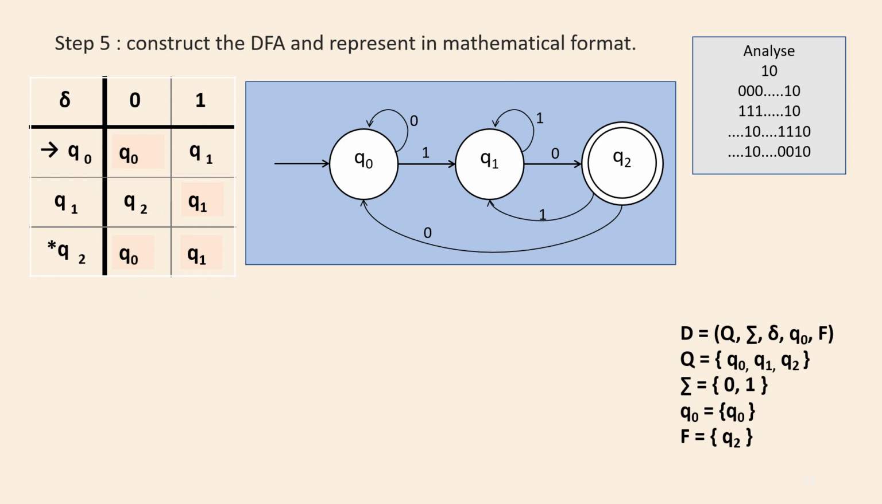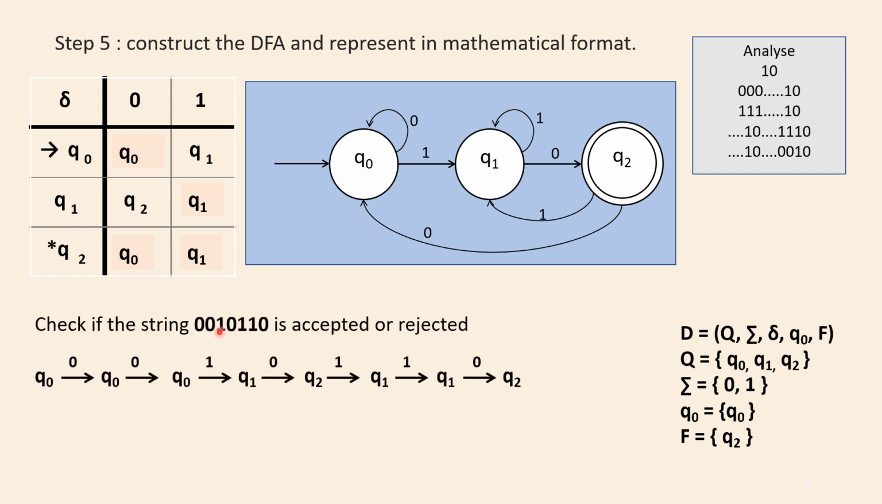Now let us take an example here to check whether the string 0010110 is accepted or rejected. It is ending with 10, therefore it is supposed to be accepted because we know that 10 ends in the final state. So Q0 on the first 0 loops to itself, and again Q0 on the second 0 loops to itself. When Q0 receives 1, it moves to state Q1. Now Q1, when it receives 0, moves to state Q2.